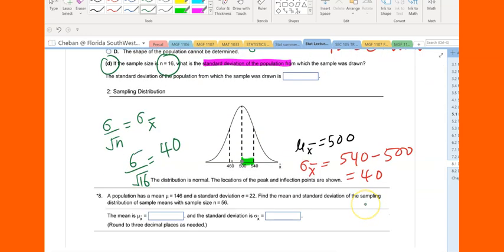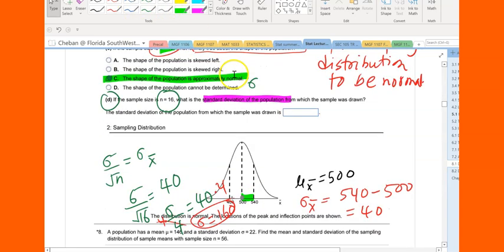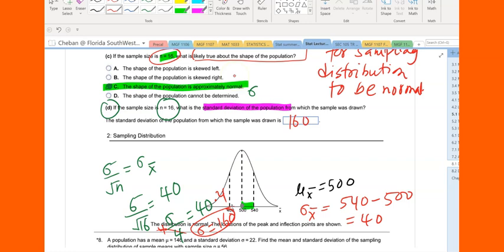Again, this is the sigma. Sigma over 4 equals 40. Now you simplify for sigma, multiply by 4 on both sides of the equation. Let's cancel. Sigma equals 160. Therefore in this case the sigma value must be 160, which is the standard deviation of the population.